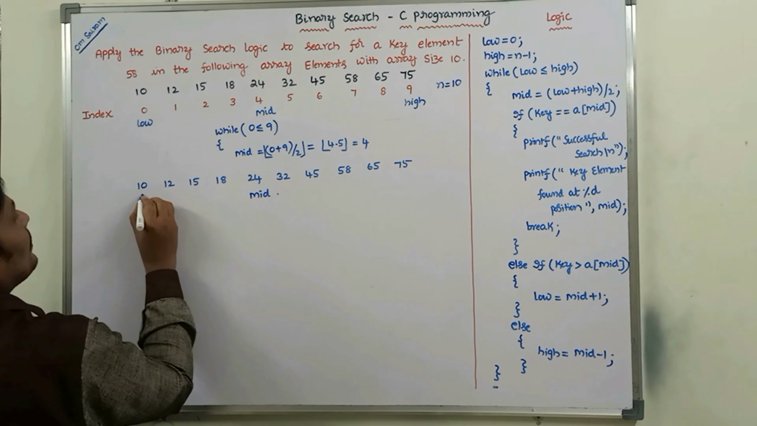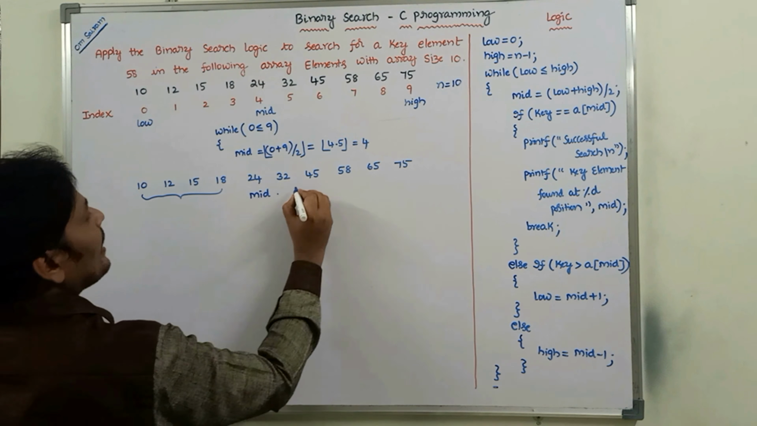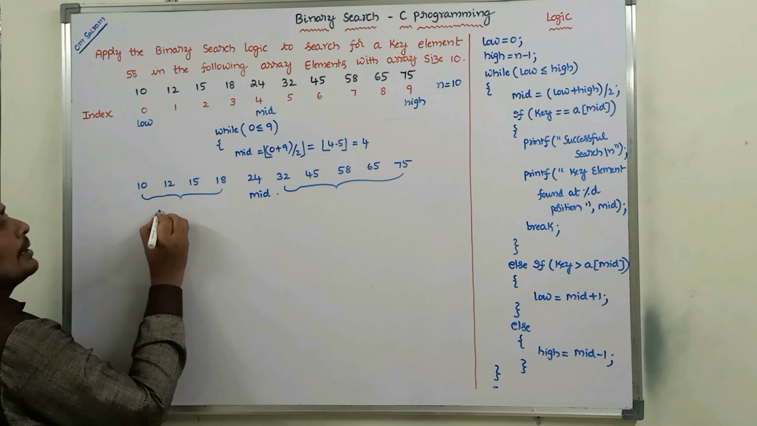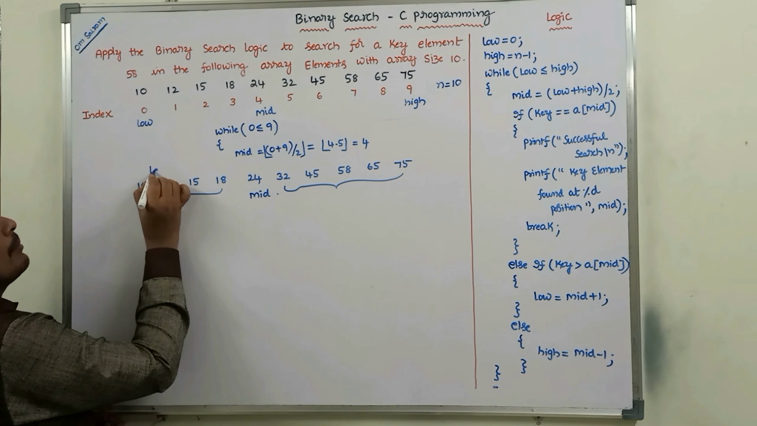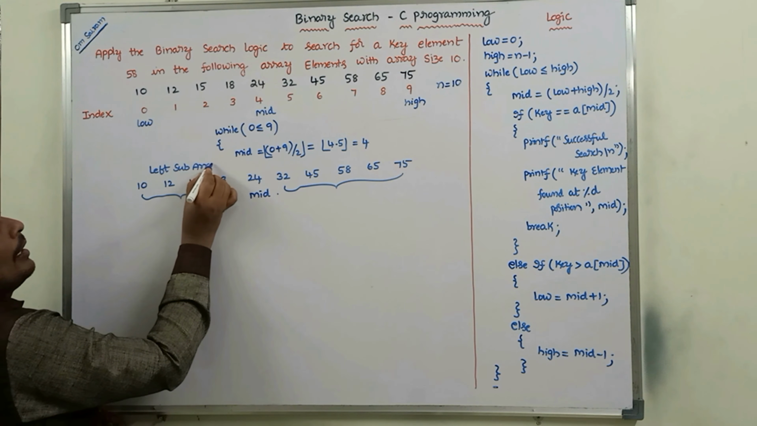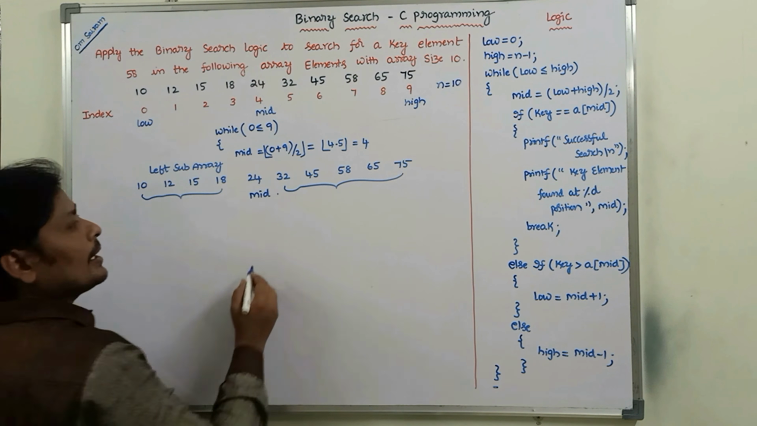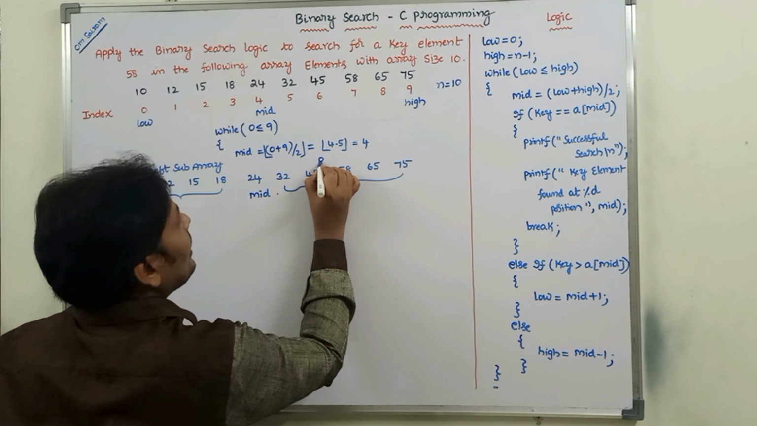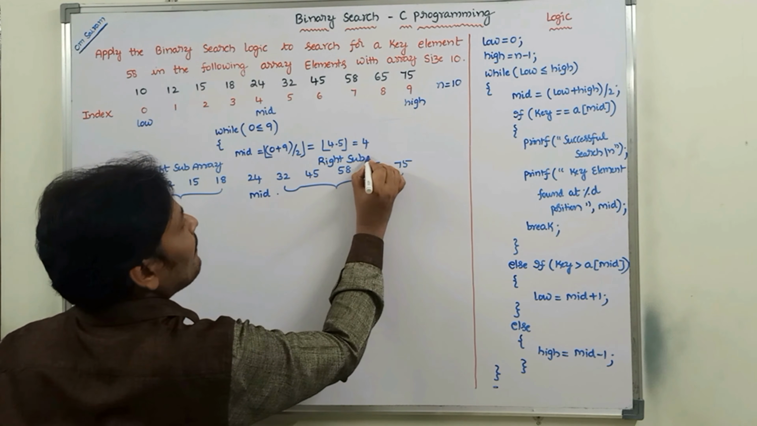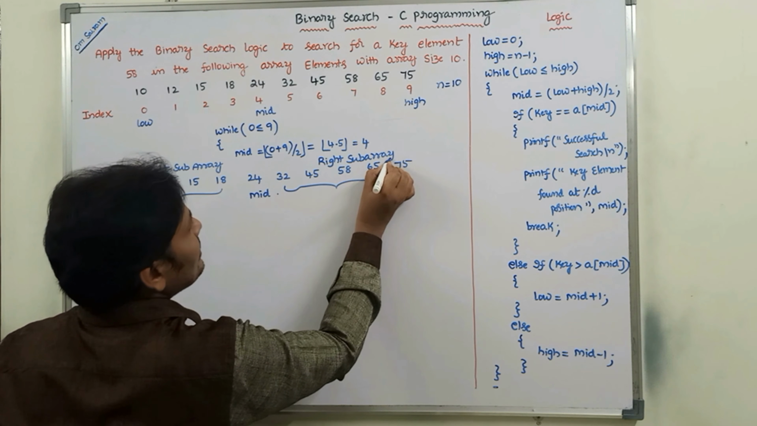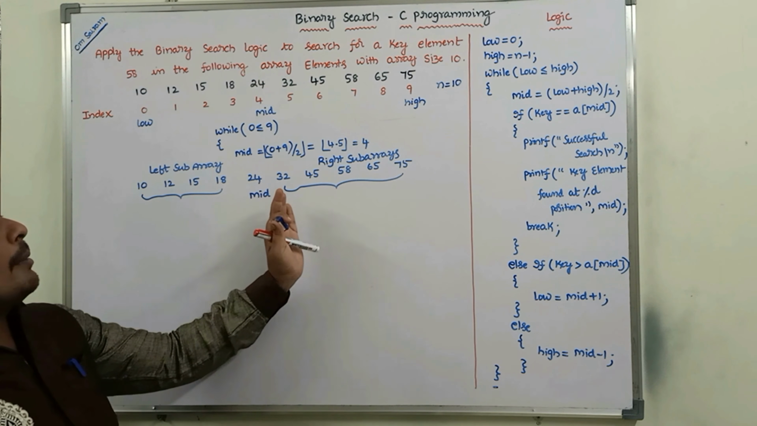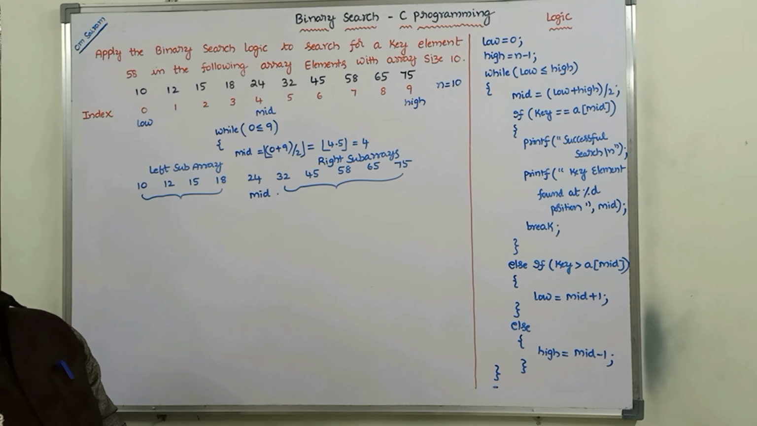So this mid value divides the given array into two sub arrays. Before the mid value can be called the left sub array, and after the mid value can be called the right sub array.